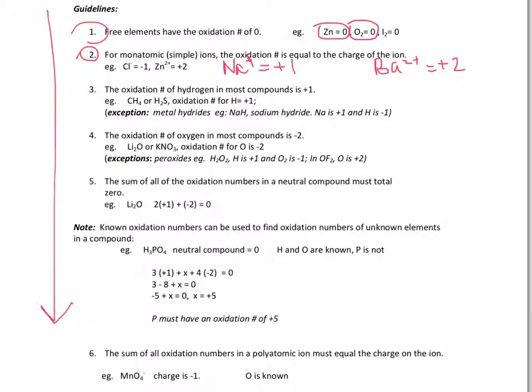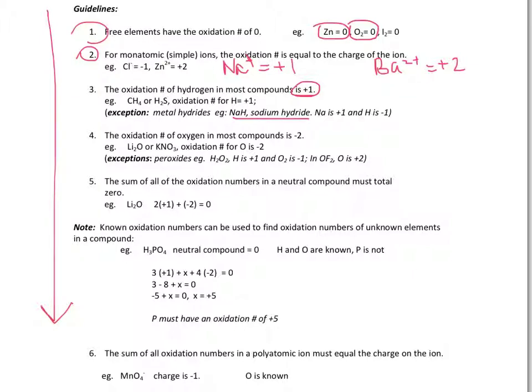Then we ask ourselves, is there hydrogen in this compound? And if there is hydrogen in this compound, we're going to assign it an oxidation number of +1, because that is the oxidation number that hydrogen has most of the time. There are some exceptions, and those would be, for instance, sodium hydride, NaH. In this case, hydrogen has a -1 charge.